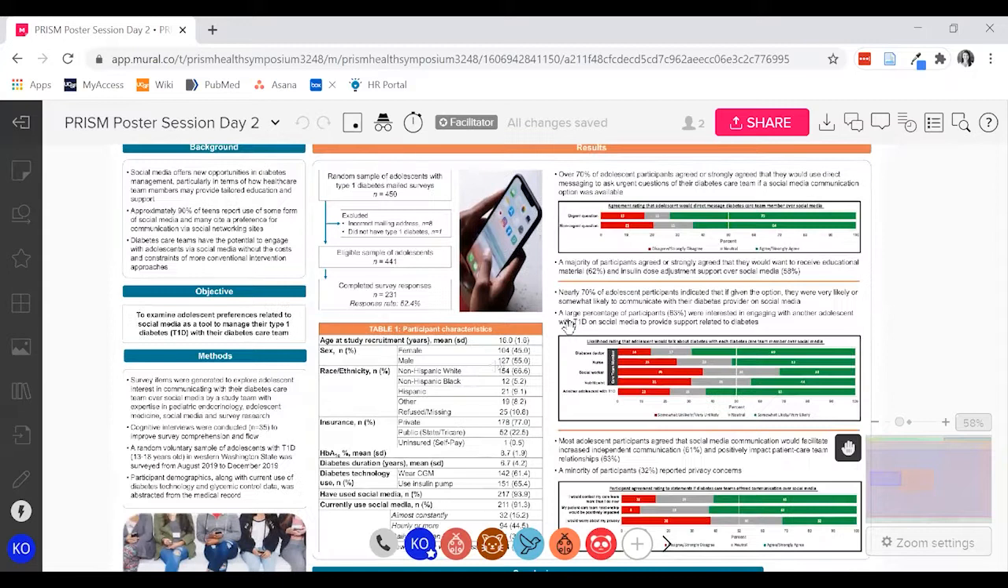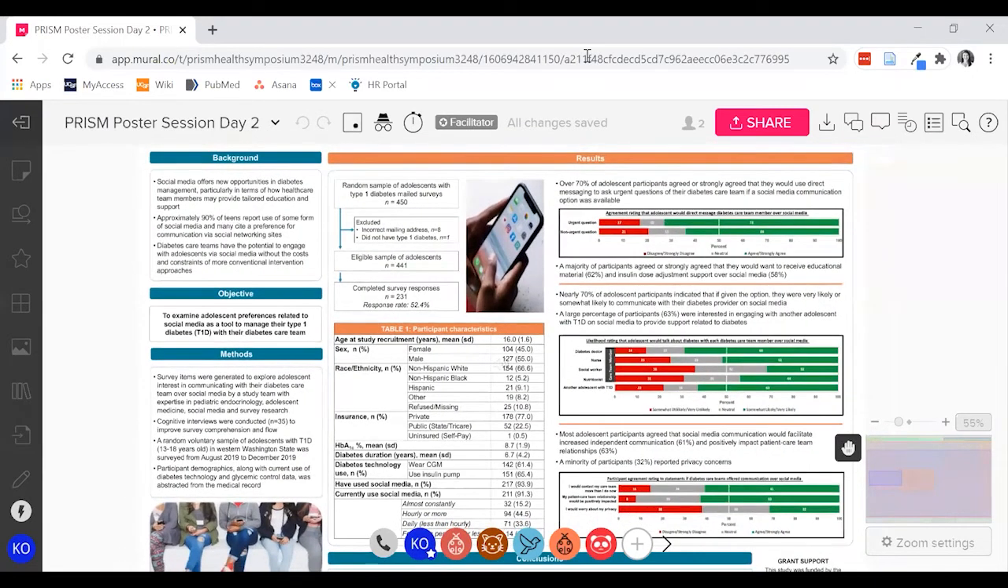Great, thanks, Tim. My name is Faisal Malik from the University of Washington and Seattle Children's Research Institute. So my research focuses on improving health outcomes in adolescents and young adults with diabetes. So with that research mission in mind, we recently completed a study examining adolescent preferences related to social media as a tool to manage their type 1 diabetes with their diabetes care team. And the big takeaway is that they're open to it.